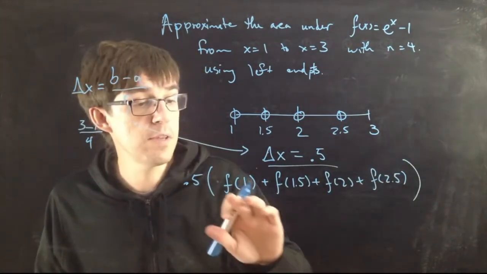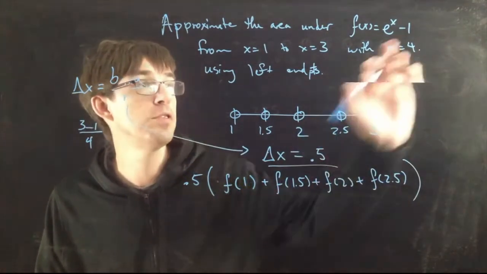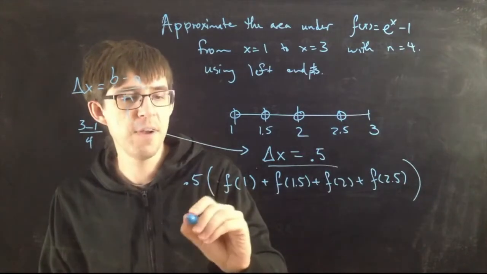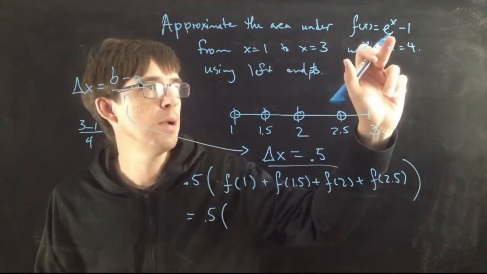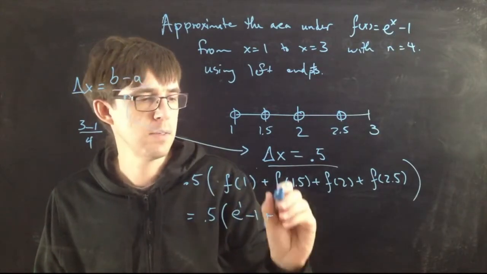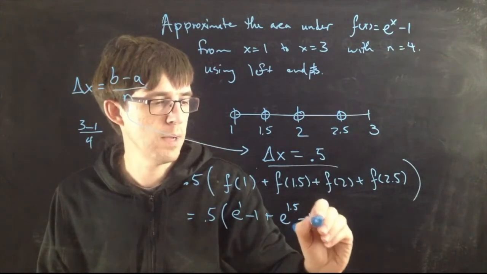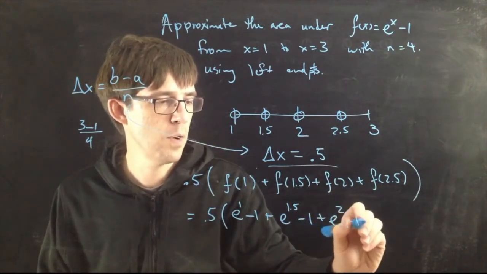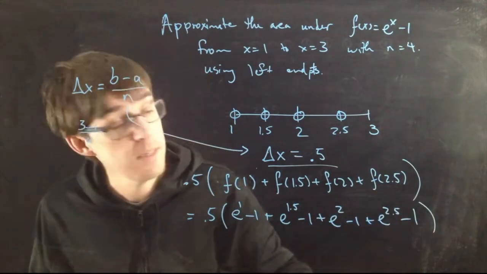Right? Don't leave your answer like that because I want to see that you know what the f means. The f refers to this function right here. So my final answer will be 0.5 times, and now you plug 1 in here. It will say e to the 1 minus 1. Plus, plug 1.5 in. e to the 1.5 minus 1, plus e to the 2 minus 1, plus e to the 2.5 minus 1. And this is my answer.